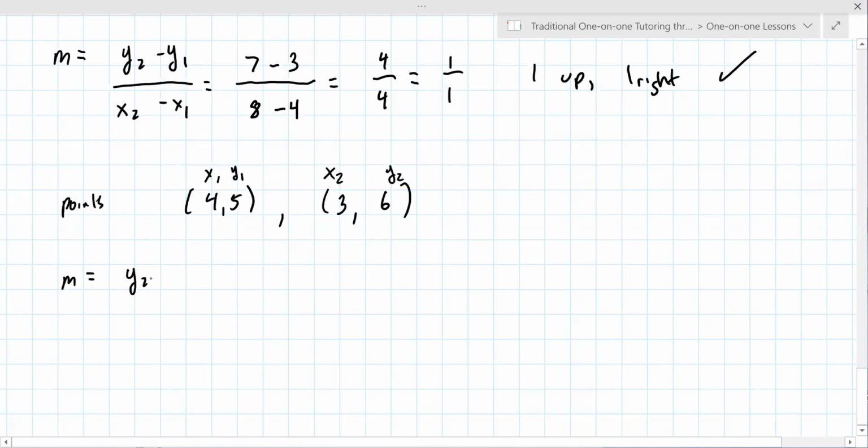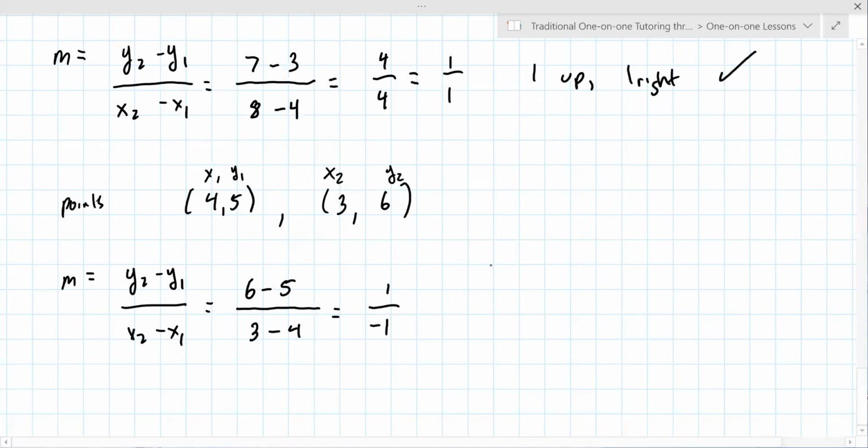So you got it right: y2 minus y1 over x2 minus x1. 6 minus 5, and then 3 minus 4. So that's 1 over -1. So this is our first kind of exception. These things here, let me come off to the side. 1 over -1 is the same as -1 over 1.